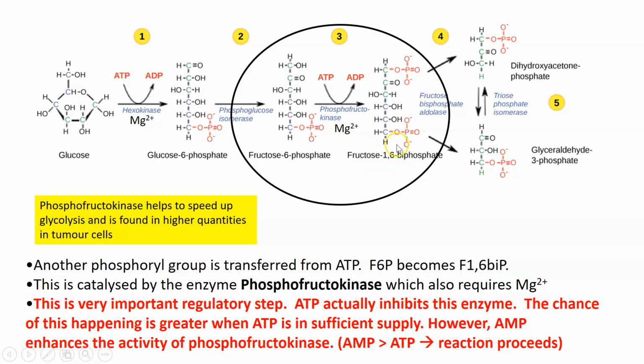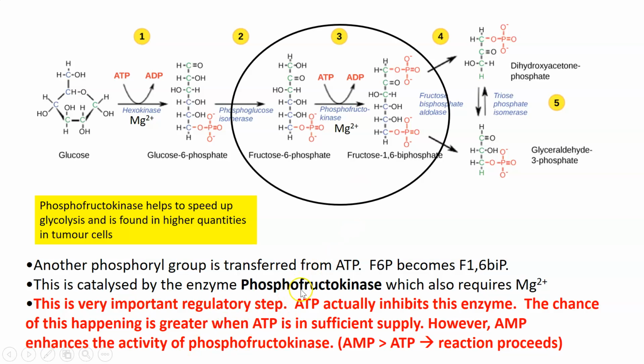Okay, so this molecule here then becomes a fructose 1,6 biphosphate. Before it was a fructose 6-phosphate, whereas the phosphate group was only attached to the sixth carbon. Okay, carbon number 6. Now it's got two phosphate groups, so biphosphate, one on carbon number 1 and one on carbon number 6. So hence the name fructose 1,6 biphosphate.